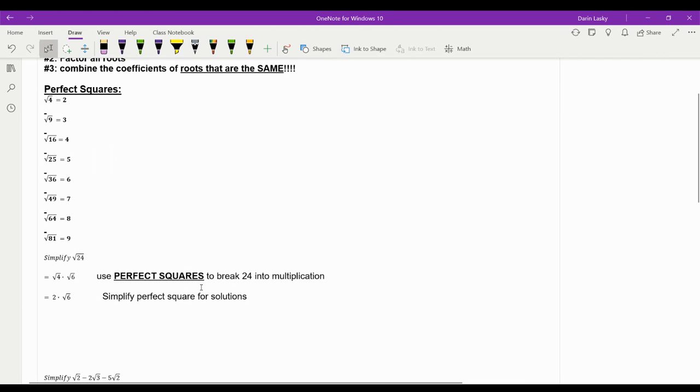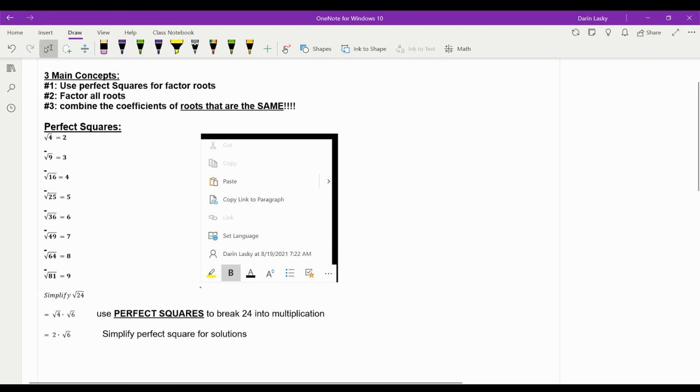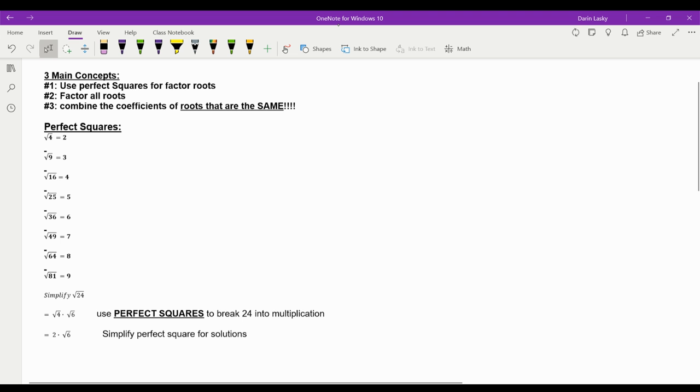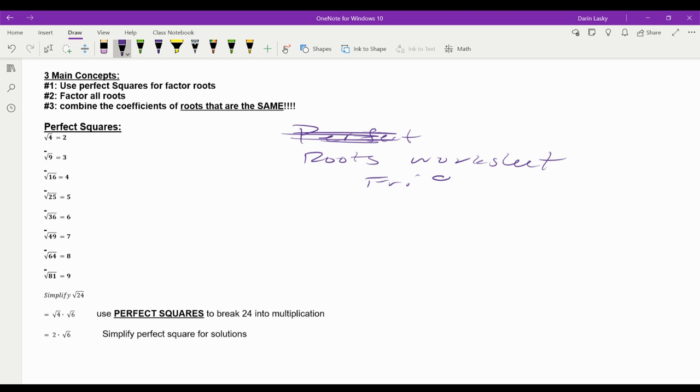All right, guys. So we're going to work on our perfect squares today. So this is going to be for our perfect squares worksheet on Friday. So this is for perfect square, or I should say not perfect square root sheet. This is for our roots worksheet. And this is for Friday, 8/20.